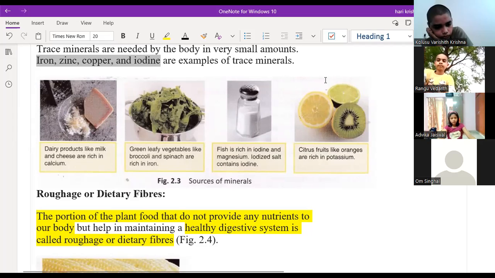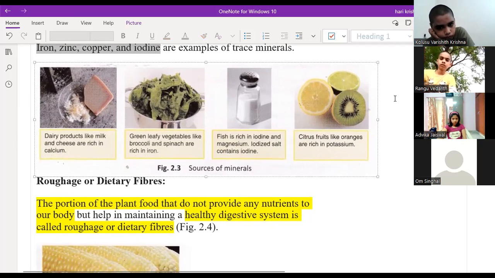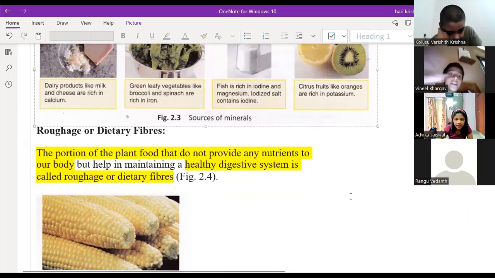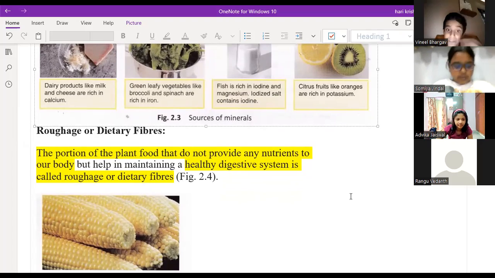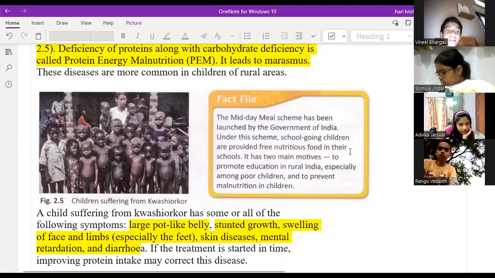And citrus fruits are rich in potassium. So do you know what the citrus fruits are? Kiwi, orange, lemon, amla, tomato. Kiwi is very good for our health, sir. Citrus fruits contain citric acid and have a sour flavor, very sour in taste. Yes, good. So, clear now?